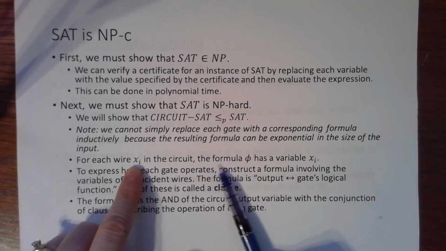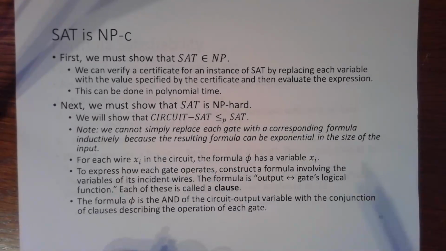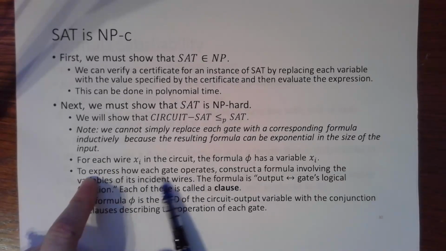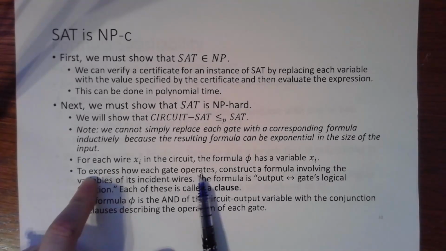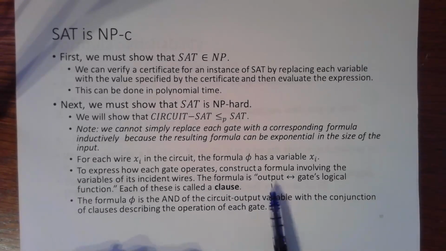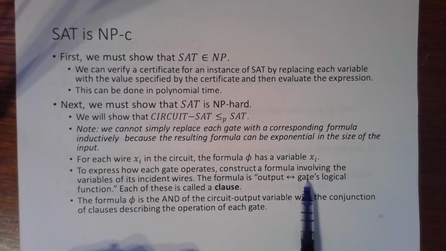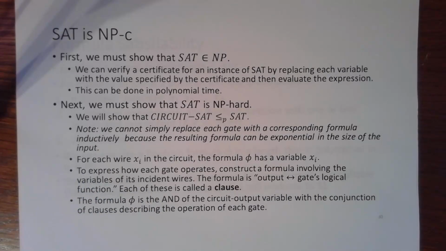And then we're going to create a formula that has a variable associated with that wire. When we look at the expressions that get generated for our formula, we're going from a circuit to a formula. So we're going to express how each gate operates. The way we express that is we look at the output wire, and that output if and only if an expression that uses the logical function of the gate. Let me show you what that looks like.